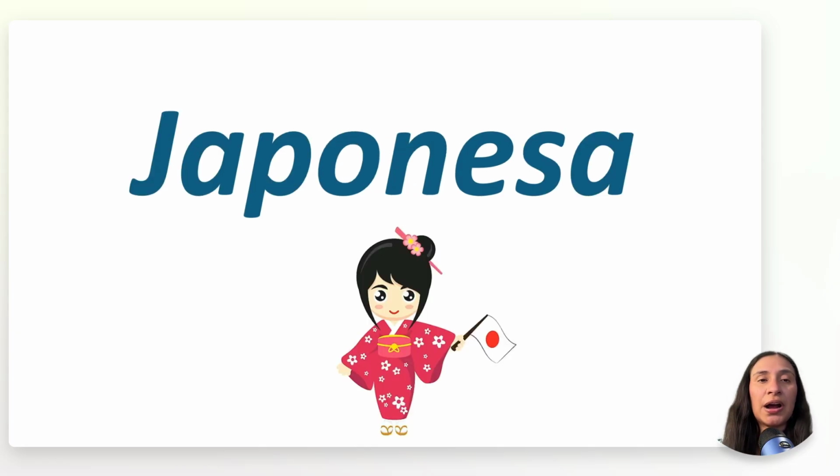Now, let's go to our next word. What do you think this is? Japonesa. Excelente. Japanese, right? So, one more time, pause the video, do it on your own, and then replay the video. J, A, P, O, N, E, S, A. J, A, P, O, N, E, S, A.